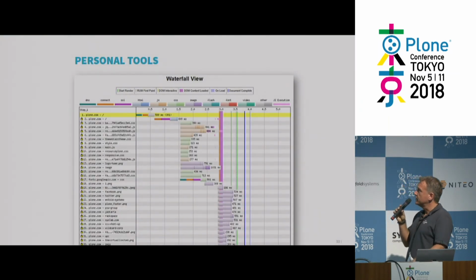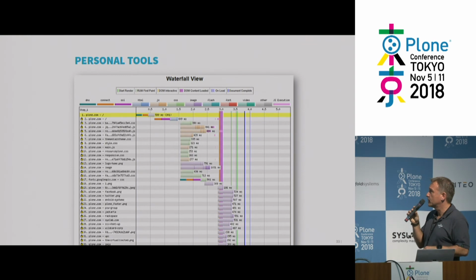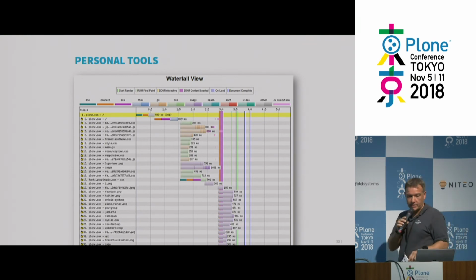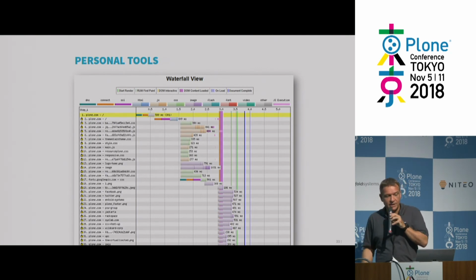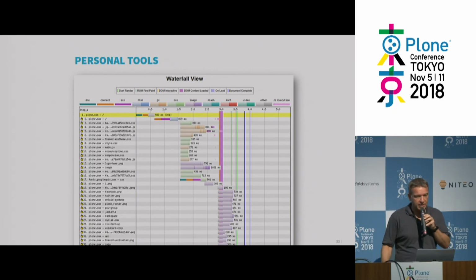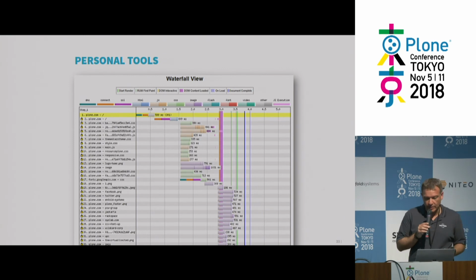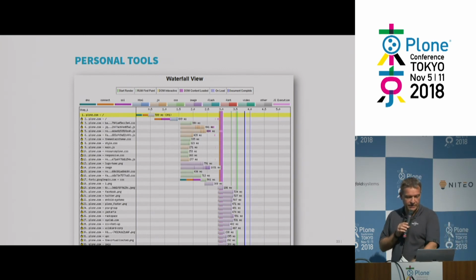Then, of course, you could use your developer tools, or this is from webpagetest.org. There's also the network tool where you can see where your problems are, which resources load, and in which order they load. So you probably all know this one. I don't have to go into details.